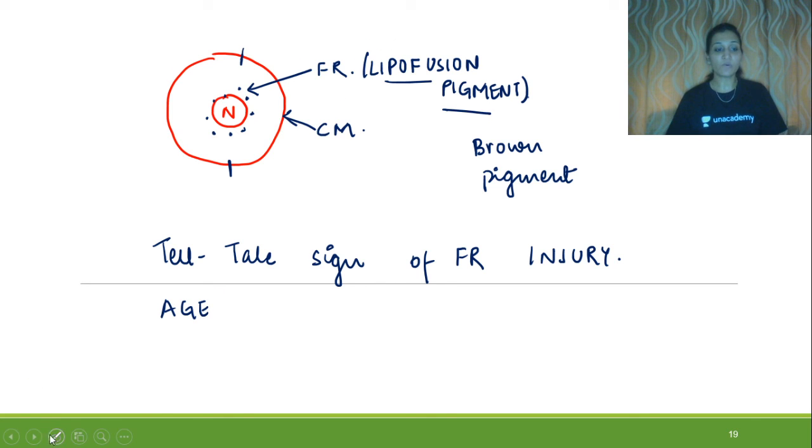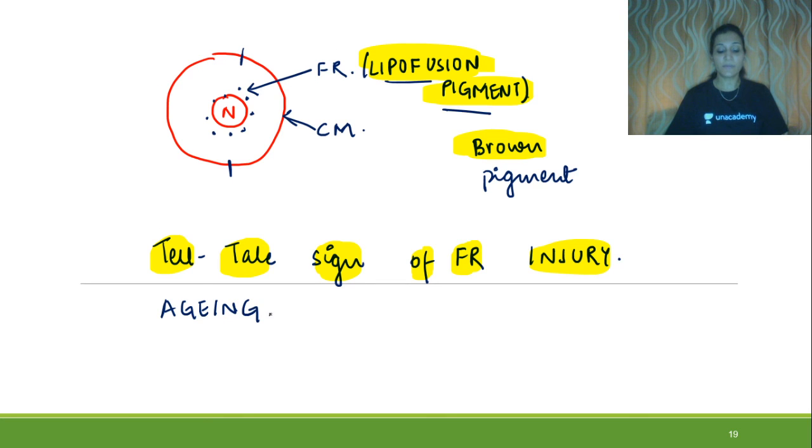This we are talking about lipofuscin pigment, which is brown in color. So it is called the telltale sign of free radical injury, it is called aging pigment, and it is also called wear and tear pigment.